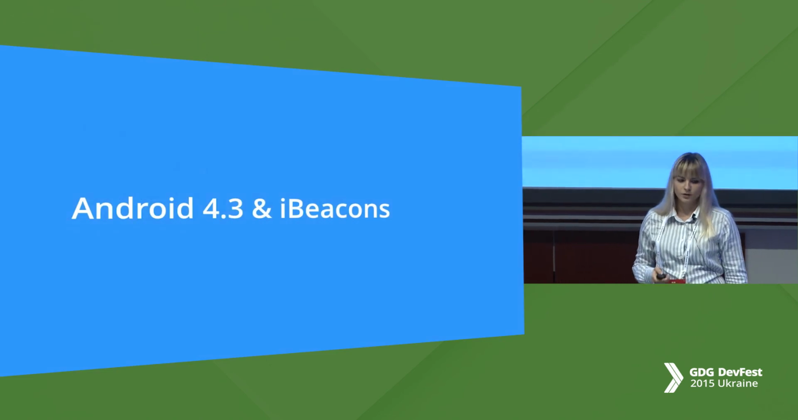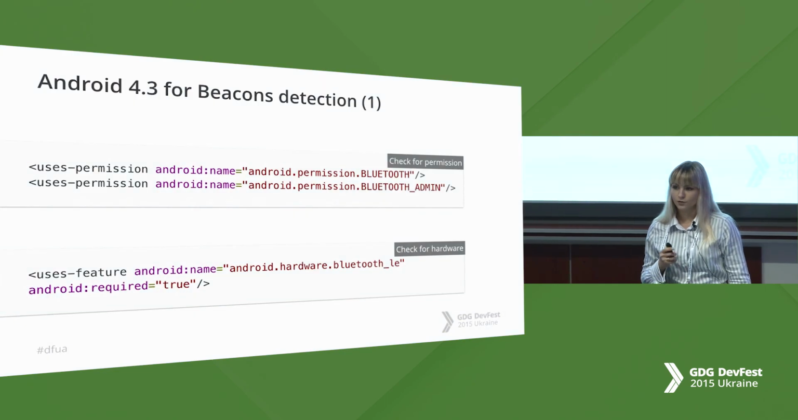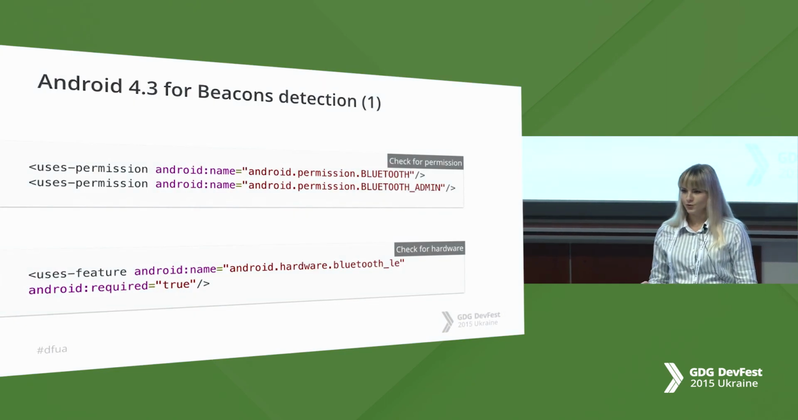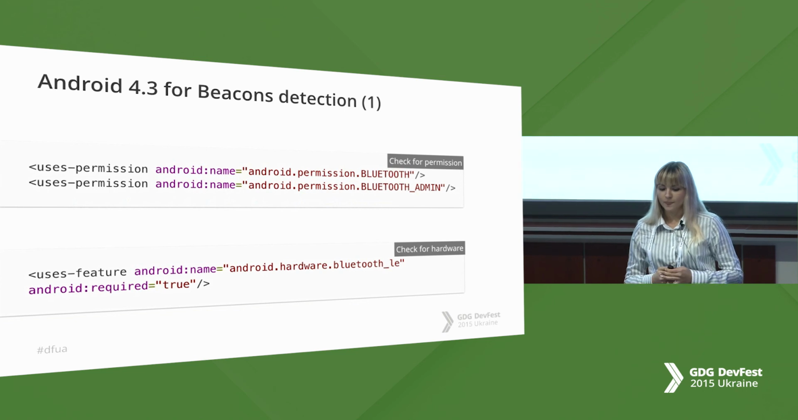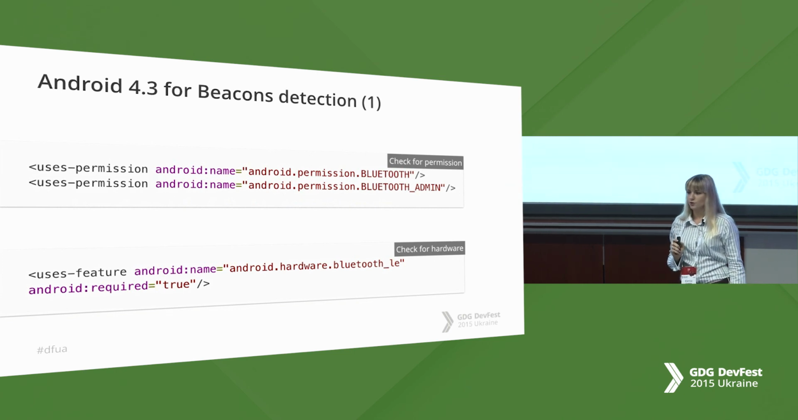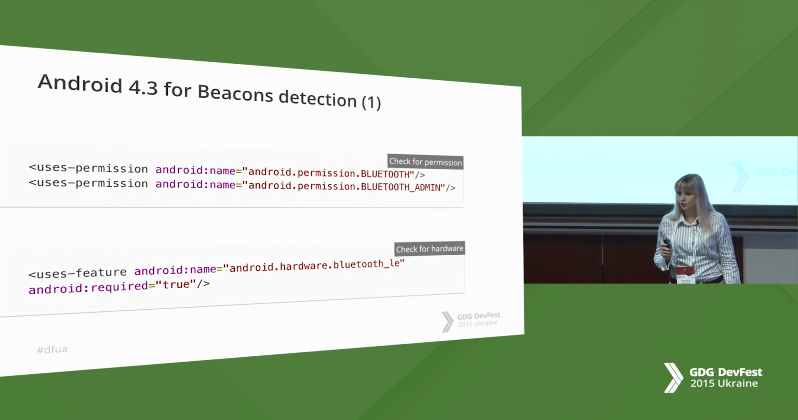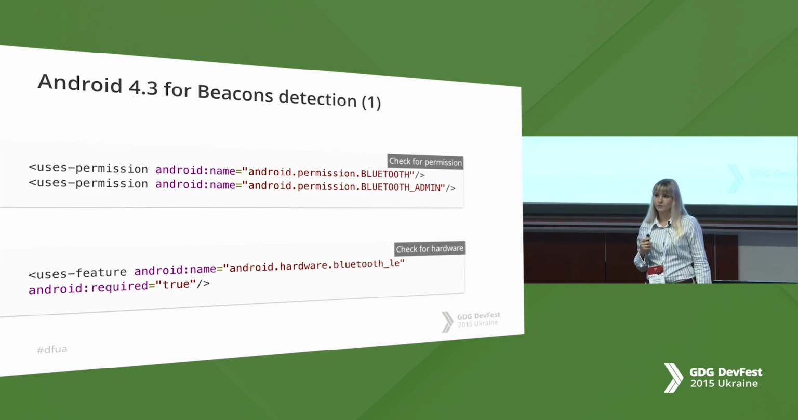So how is it implemented in Android 4.3? At first, we should check for permissions. We need 2 permissions, Bluetooth and Bluetooth admin. The first permission allows us to interact with the devices, establish connections, and send data. And the second permission allows us to change system settings and detect devices.